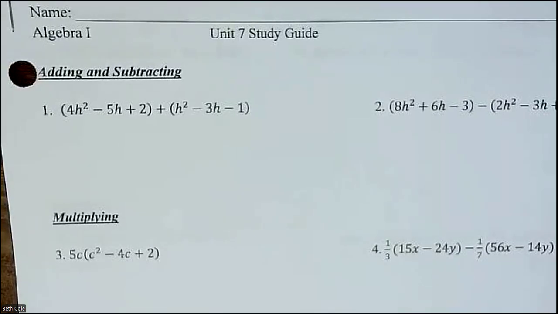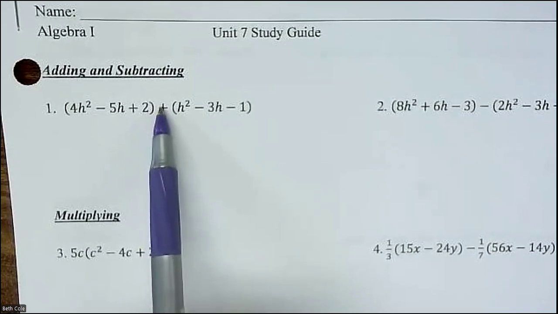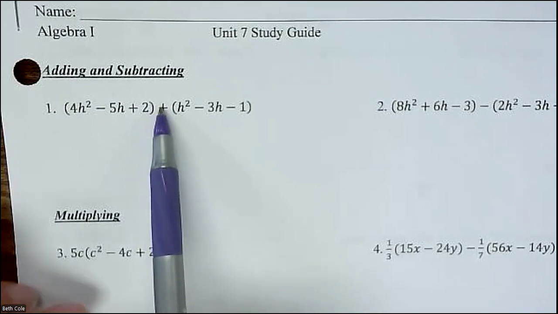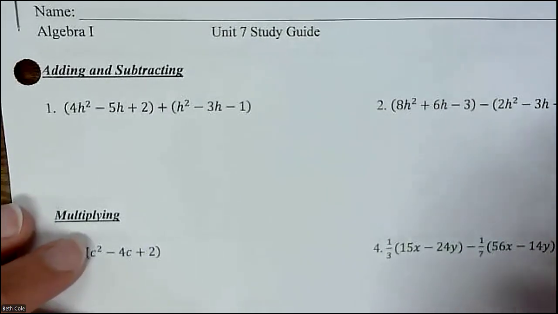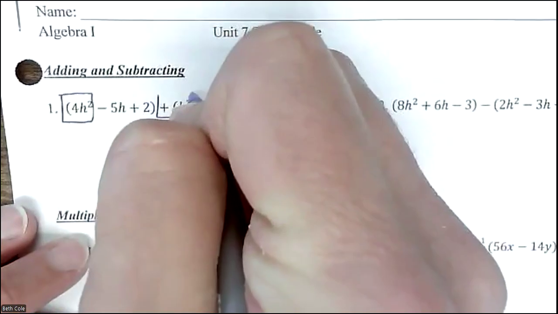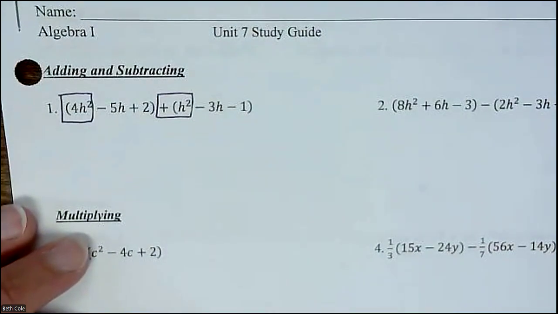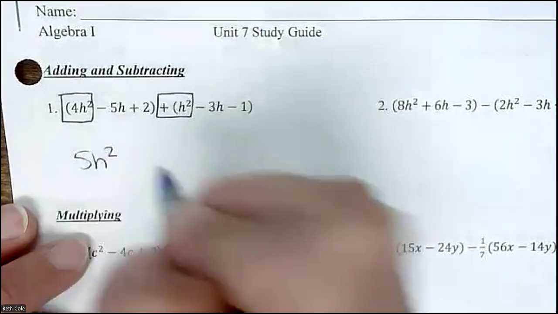For the first one, does it say adding or does it say subtracting? Adding. Do you see that plus right there? Let's use brain, then speak. All right. That means you're just going to put the like terms together. So you have 4h squared plus 1h squared. So together, 5h squared. Good.